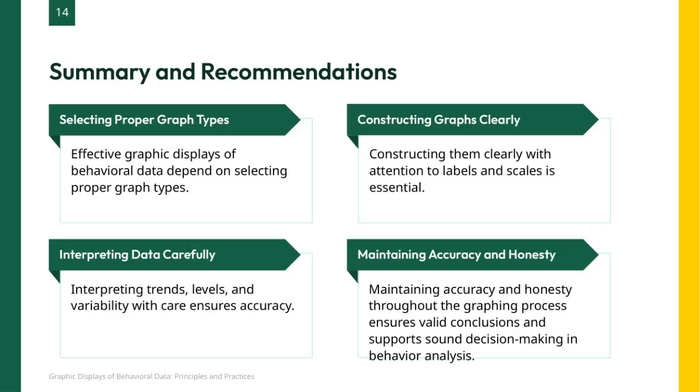When it comes to working with behavioral data, choosing the right type of graph is crucial. The effectiveness of your graphic display really hinges on this initial step. Next, it's important to construct your graphs clearly. That means paying close attention to labels and scales, so the information is easy to understand at a glance. Interpreting the data requires careful consideration, especially looking at trends, levels, and variability to draw accurate conclusions. Above all, maintaining accuracy and honesty throughout the entire graphing process is vital. This not only ensures your conclusions are valid, but also supports informed, sound decision making and behavior analysis.